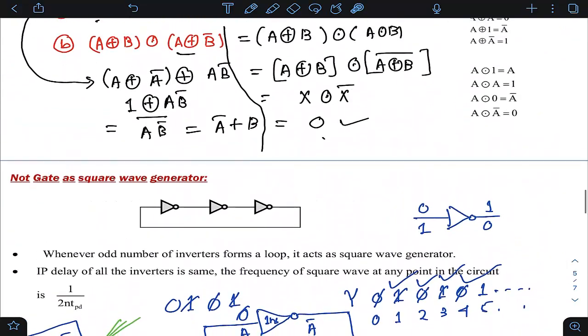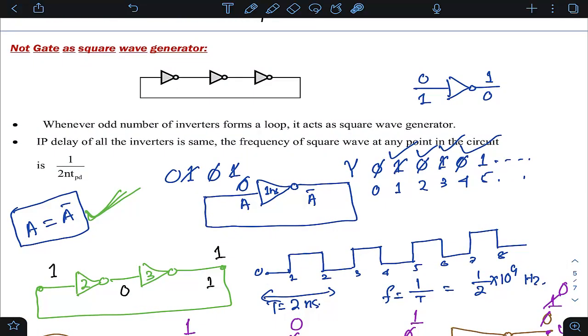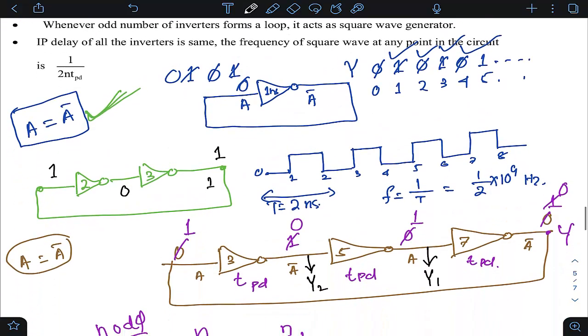Okay, one more thing. This circuit is popularly known as a square wave generator. The other name of a square wave generator is astable multivibrator. Multivibrators are of 3 types: bistable, monostable, astable. This is called a bistable multivibrator. Whenever we have an even number of NOT gates in a loop, like 2, 4, 6, we say it is a bistable multivibrator because the output has 2 stable states, it will be either 0 or 1.